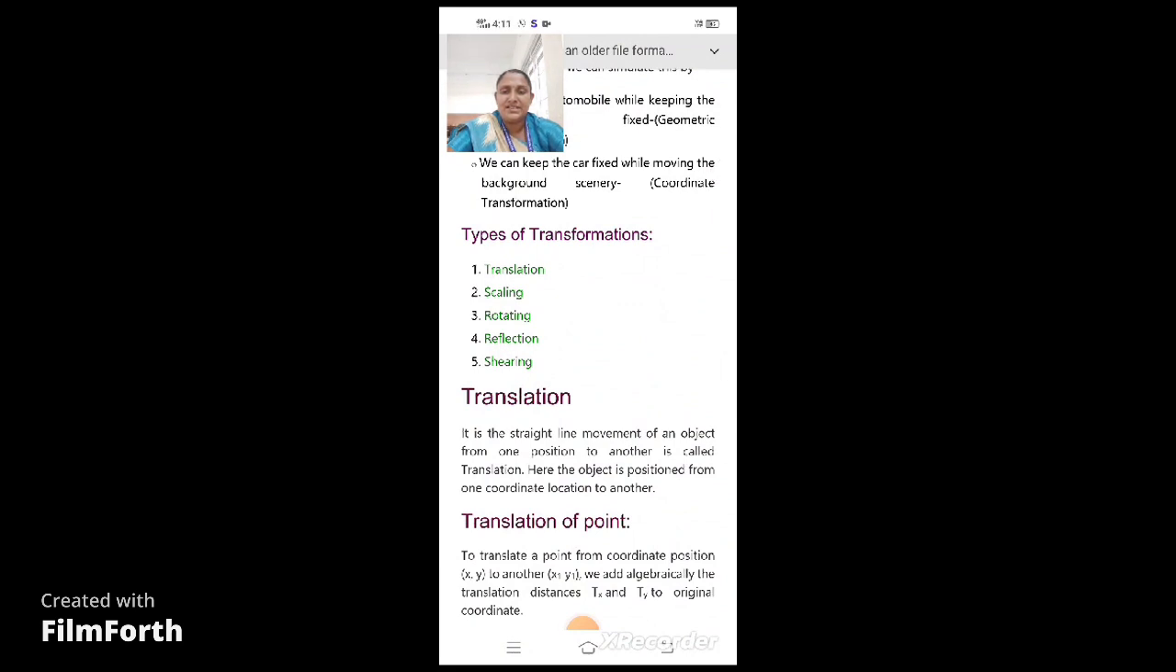There are 5 types of transformations. First one is translation, second one is scaling, third one is rotation, fourth one is reflection, fifth one is shearing. So now we are going to see the first one. So first one is translation.